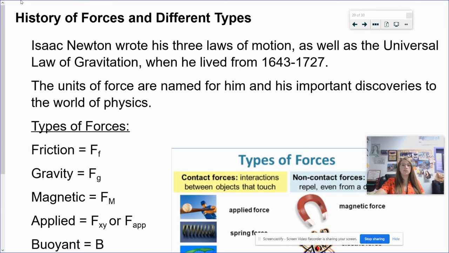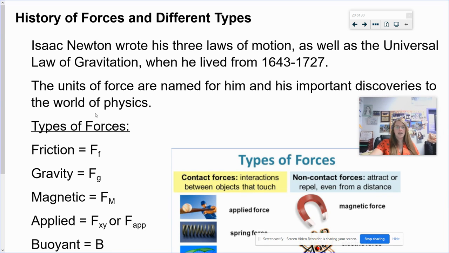Yeah. Now, he wrote his 3 laws of motion, as well as the universal law of gravitation. We're going to learn that later. It's a formula, actually, that figures out how to calculate the acceleration due to gravity on any planet or anywhere. There's a way to do it. And he lived from 1643 to 1727. So he wrote those 3 laws of motion, tons of stuff about calculus, and this as well. Because of all the stuff he did, that's why the units of force are named for him, newtons, because so much of what he did was so important.